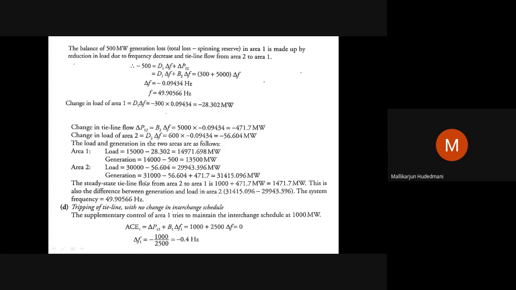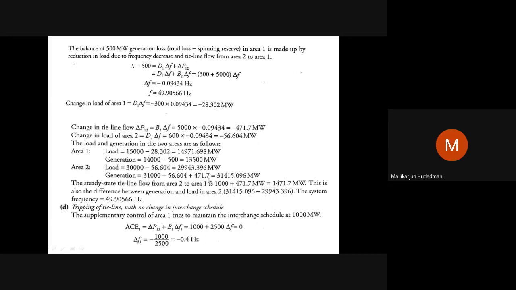Due to the drop in load, there is a proportionate drop in generation also. Plus, this was the exchanged power from area 2 to 1. Area 2 is responding to the change in area 1 in this way. So this is how the two areas work together, hand in hand.